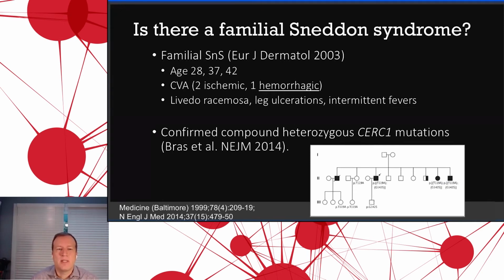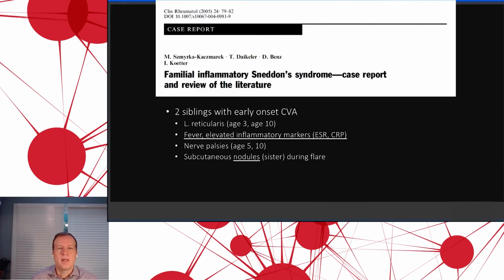But subsequently in 2014, Bross and colleagues confirmed that this kindred, in fact, did have compound heterozygosity in the CECR1 gene. A slightly more recent report from 2005, again, calling this familial inflammatory Sneddon syndrome. This was 2 siblings with early onset stroke, but other features which are highly suspicious for DADA2: fever, nerve palsies, and actually subcutaneous nodules, which sounds very suspicious for PAN in one of the sisters. And I didn't see any follow-up data on this one, but this certainly sounds very suspicious for ADA2 deficiency as well.